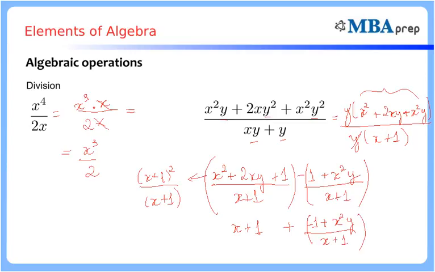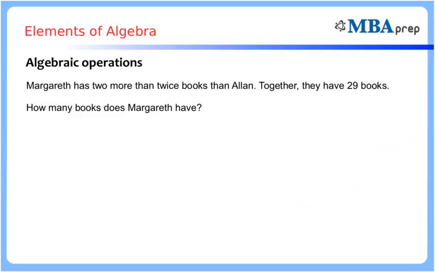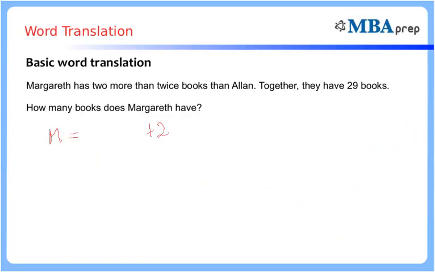But usually, the algebra problems in GMAT won't be like this. Let's say pure math. You're supposed to translate problems, such as this one. Margaret has two more than twice the books Alan has. Together they have 29 books. How many books does Margaret have? So Margaret has two more than twice the quantity of books that Alan has. They have together 29 books.